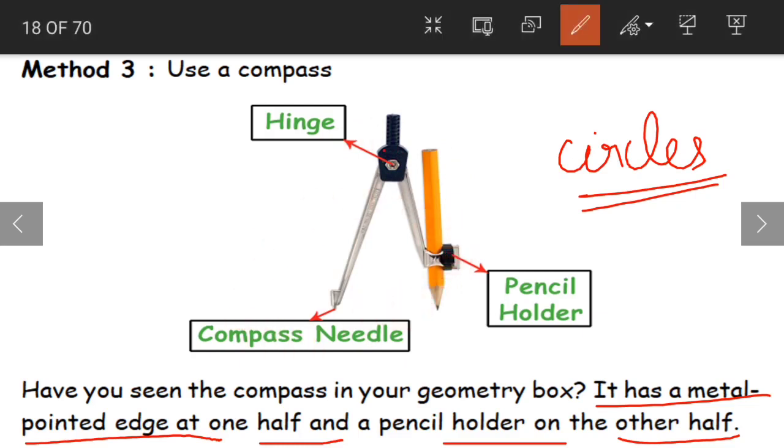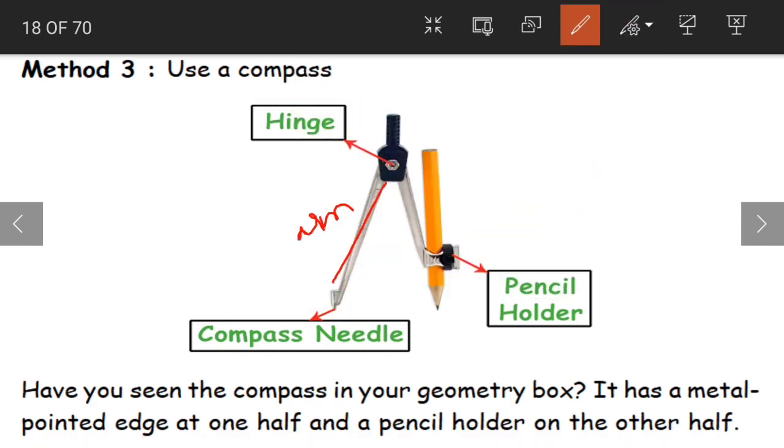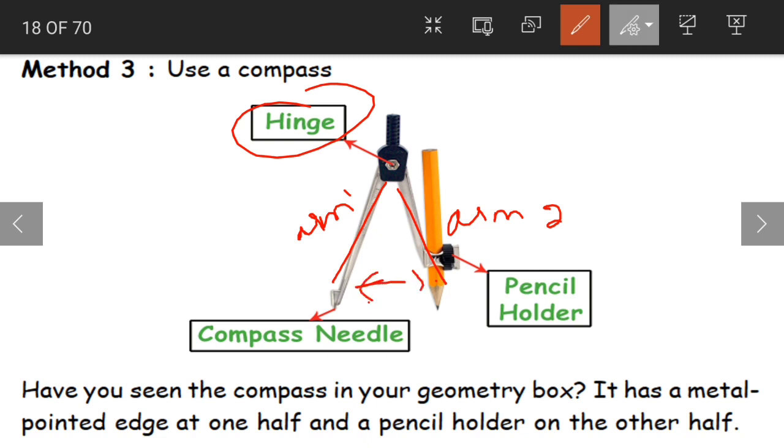If you observe carefully, here we have a screw. This screw here is called the hinge. Because of this hinge, we can open the compass and move both the arms. Let us call these arms. This is arm 1 and this is arm 2. Because we have a hinge that is joining both arm 1 and arm 2, we can open and move the compass easily. Yes or no? If you take the compass in your hand and try to open it, you can open it easily.